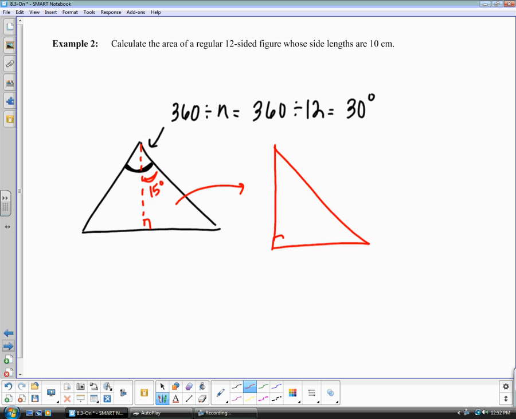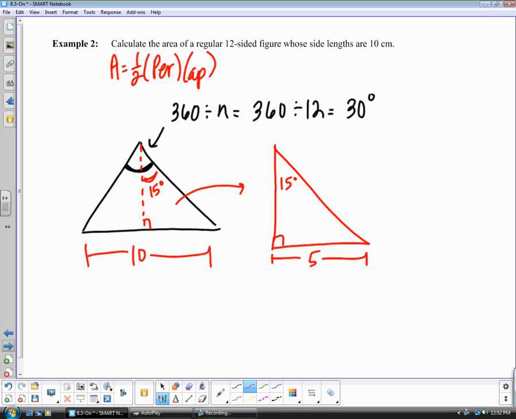We don't need that whole triangle anymore. We're just going to use part of it. We also know that the whole side length is 10. If the whole side length is 10 and we're only taking half of that triangle that's inside of that regular 12-sided figure, then this side is going to be 5. Now remember, to find the area of a regular polygon, we take 1/2 times your perimeter times your apothem. We could easily find the perimeter. We just need to find the apothem. So let's put an x value where the apothem is going to show up.